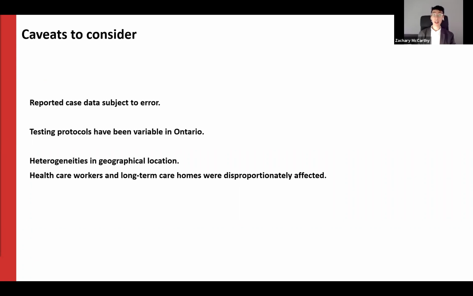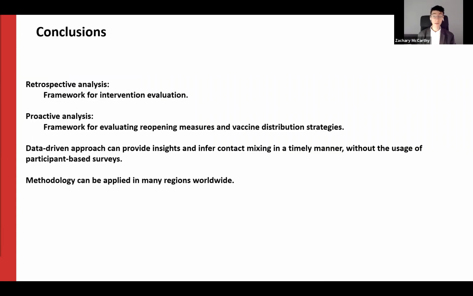There is also heterogeneity in geographic location. Ontario is composed of 34 different health units, and one of these is Toronto, for instance, which is a large city, one of the largest cities in North America. Most of the cases in the province are located in Toronto. Lastly, I'll note that a proportion of the cases are those associated with healthcare and long-term care homes. These specific settings were disproportionately affected, and the current model does not account for transmission acquired in these settings. So these are some caveats to consider.